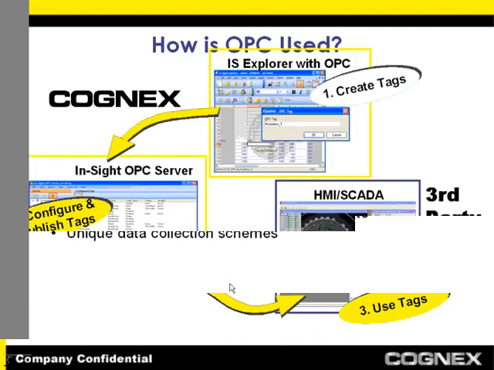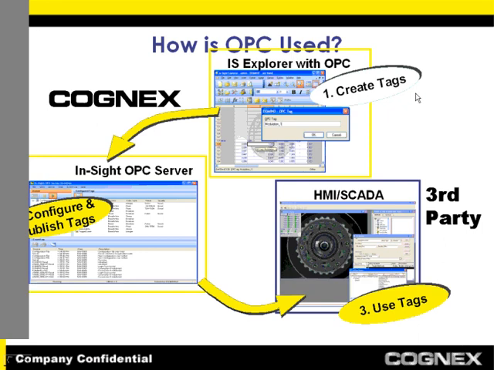To set up OPC, there are basically three different steps. One is that you tag your data, which would be any cell in the spreadsheet that you want to share. You would give it a tag. You would then go into the InSight OPC server and configure how that data is going to be used, and then the third-party software program that you have can use those tags to look at that data.